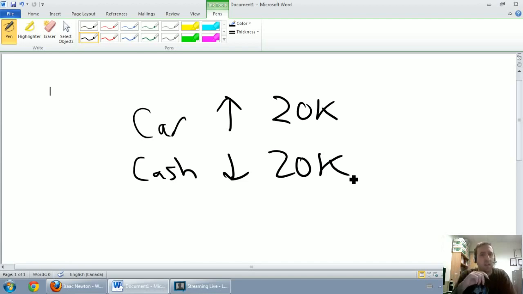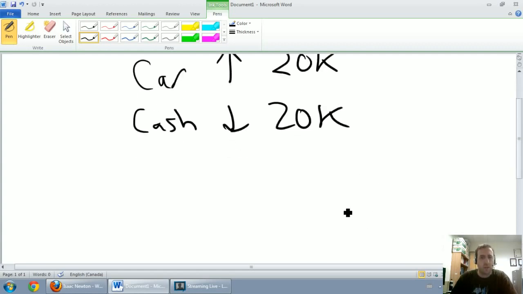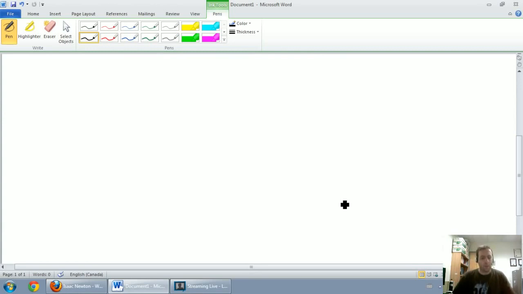But in accounting, it's not sufficient, and it wouldn't make sense to have up arrows and down arrows on the page when we record transactions. In accounting, we use debits and credits. And I want to run through the rules of debits and credits in this part of the video. So let me just get some fresh paper.